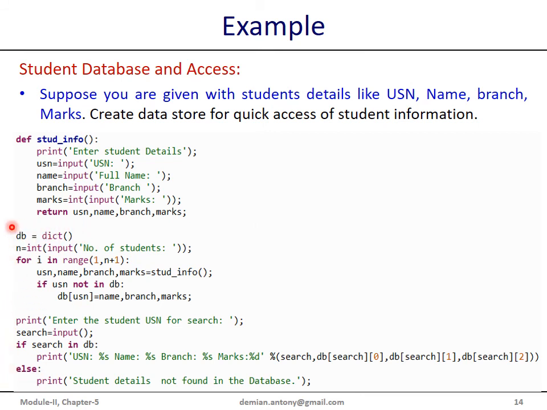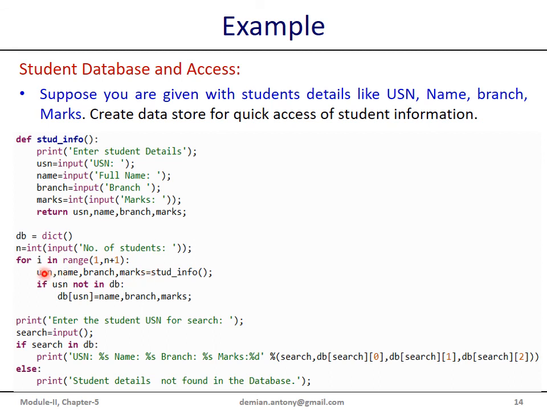We create an empty dictionary of tuples, and we read the total number of students, student count, and for each student from 1 to n students, we make a call to a function n times. Let us say if there are 10 students, 10 times this is called, and this function will return the student information that is read from the console, and we are going to assign it to 4 variables. This is a trick of multiple assignment. This tuple value is assigned to these 4 variables.